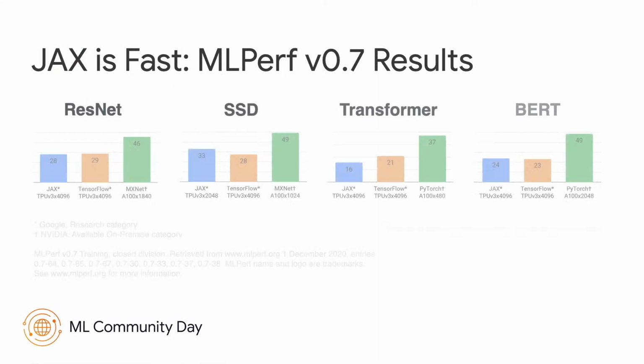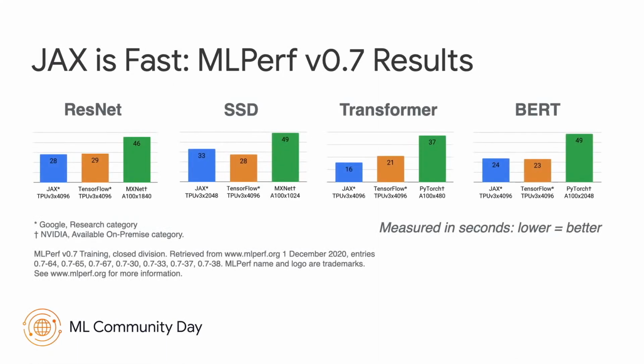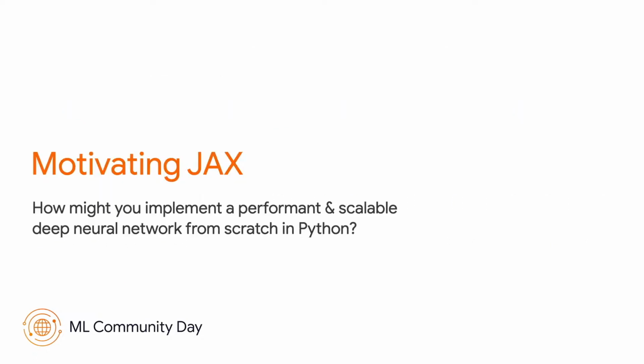On top of this, JAX is really fast. In the recent MLPerf competition, which pitted different software and hardware systems against each other on common deep learning algorithms and problems, JAX outperformed other systems on some of these common problems. You can take a look at these results and see how JAX stacks up against some of your other favorite systems. So let's step back and motivate JAX a little bit.